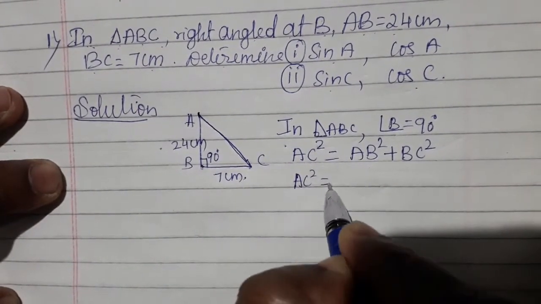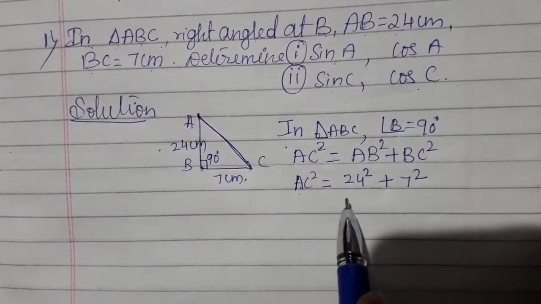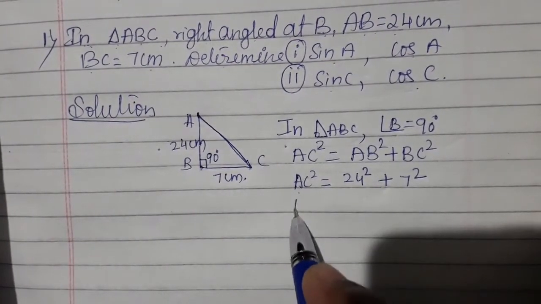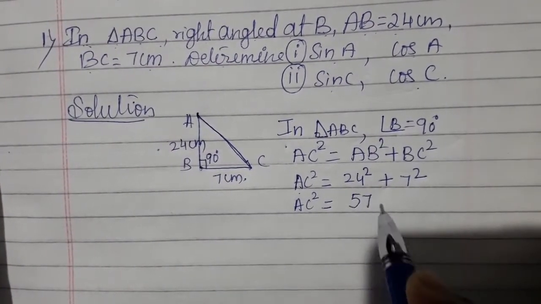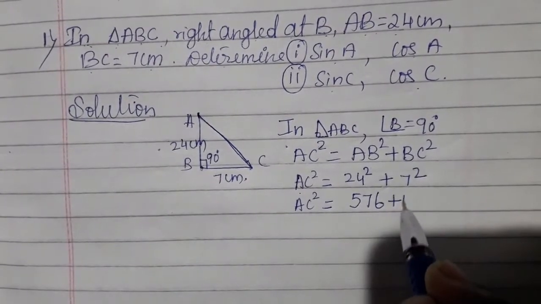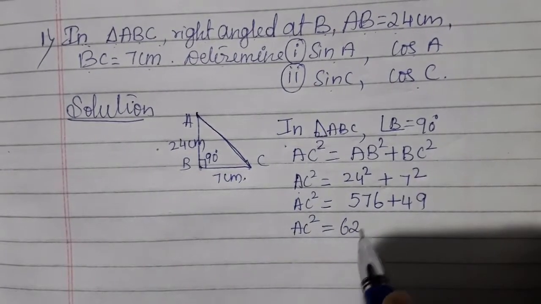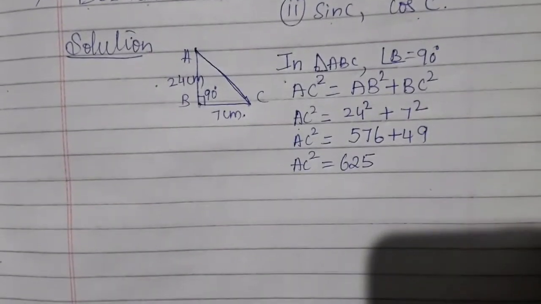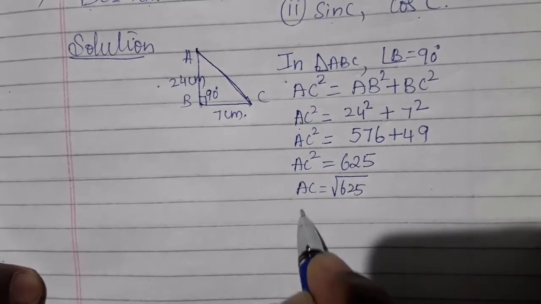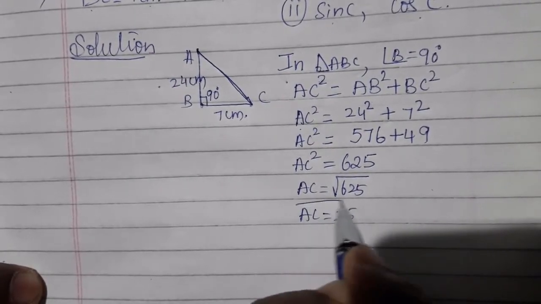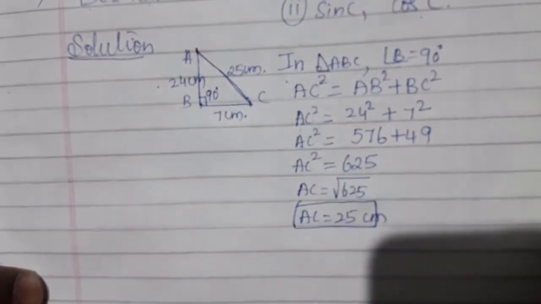AC square is equal to 24 square plus 7 square, which is 576 plus 49. AC square is equal to 625. AC is equal to the square root of 625. AC is equal to 25. So the value of AC is 25 centimeters.